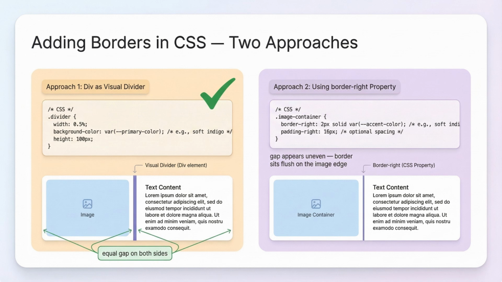When you use border right on the image, the border sits right at the edge of the image element. The gap between the border and the text content looks uneven compared to the gap on the image side. The standalone div, on the other hand, sits between both elements, and the spacing is naturally balanced on both sides.